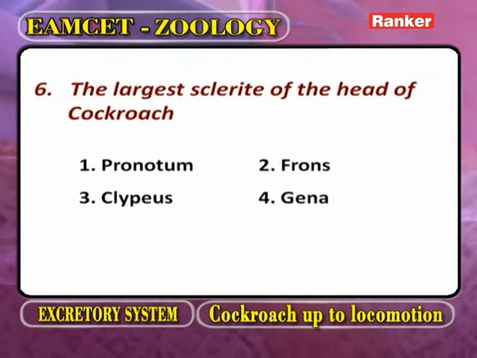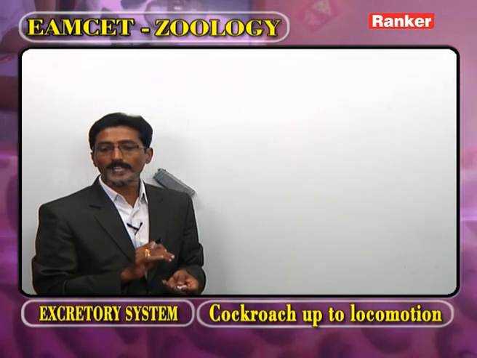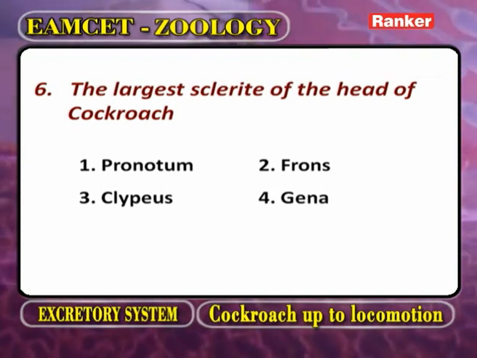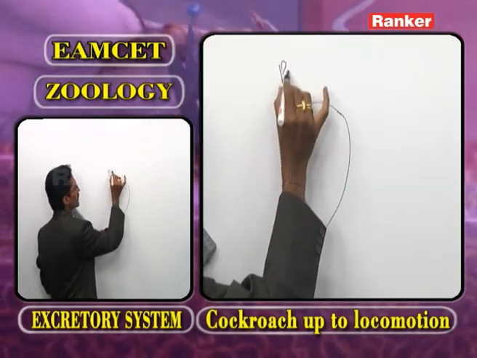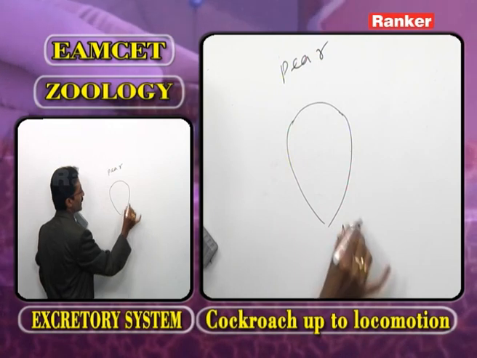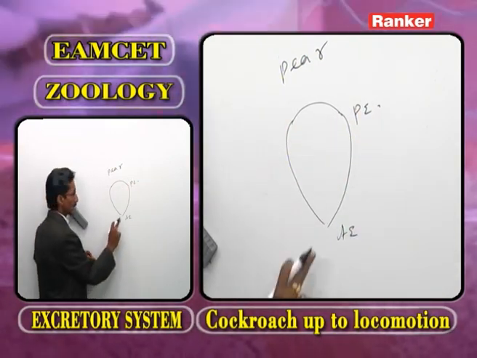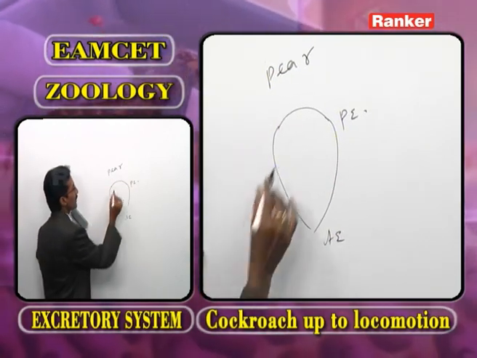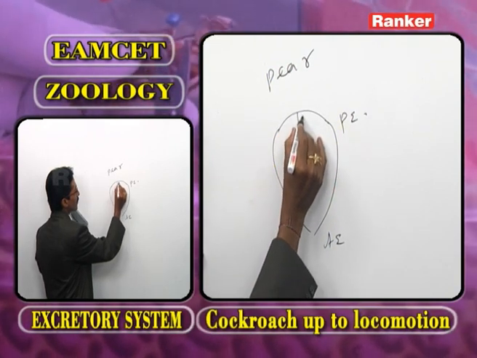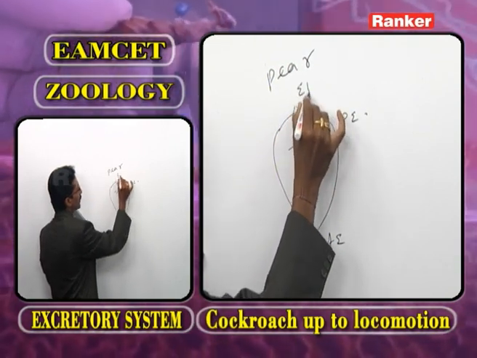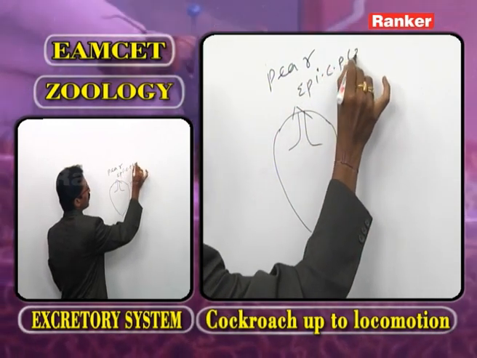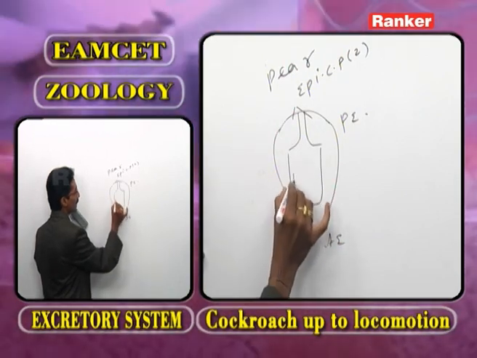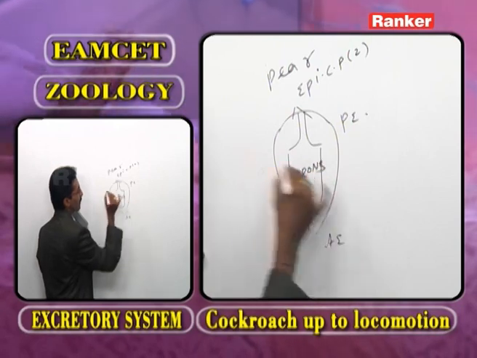As we observe the next question, the largest sclerite of head of cockroach. Now as we observe the head of cockroach, it is pear shaped. This is the anterior end, this is the posterior end. The anterior end is pointed, the posterior end is broad. Now these are epicranial plates. How many? 2 in number. Below epicranial plates, the largest plate, that we call the frons.